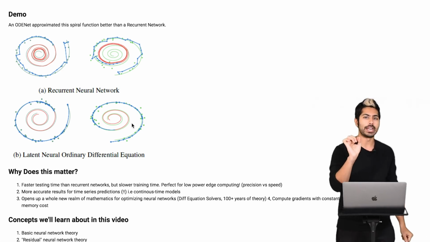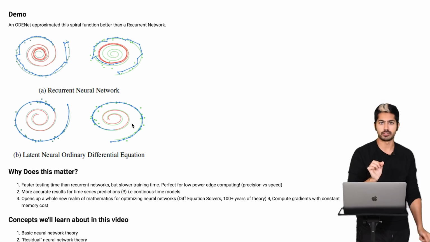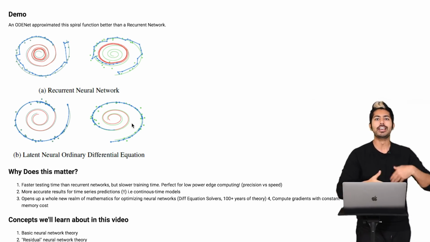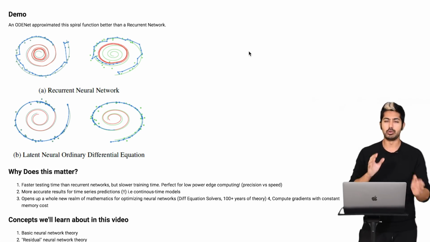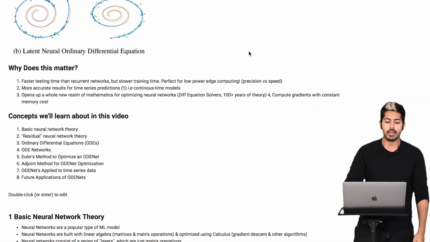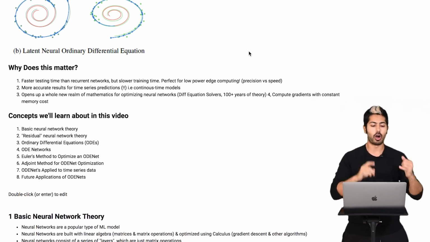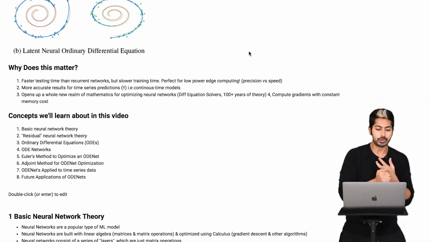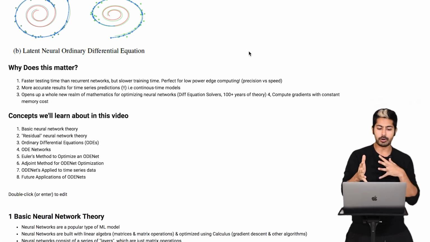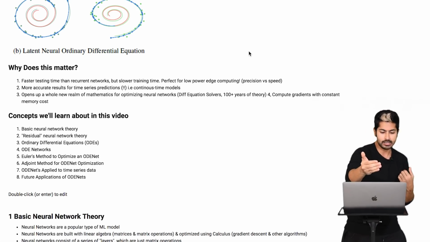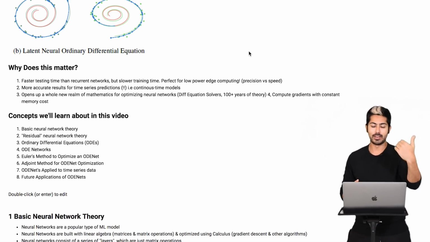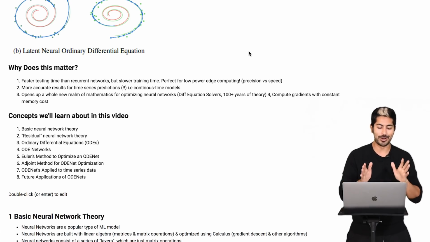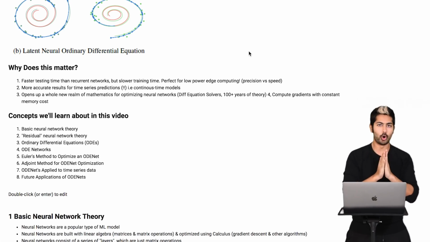Lastly, we can compute gradients with a constant memory cost. So every time you're adding layers to your network, you are linearly increasing the amount of memory that it's using, right? But with this idea, you have a constant memory cost. So in this video, the concepts that we're going to cover are basic neural network theory, residual neural network theory, ordinary differential equations, then ODE networks, Euler's method, the adjoint method, and then we'll have a conclusion. So that's a lot. So sit down and enjoy. This is going to be amazing.